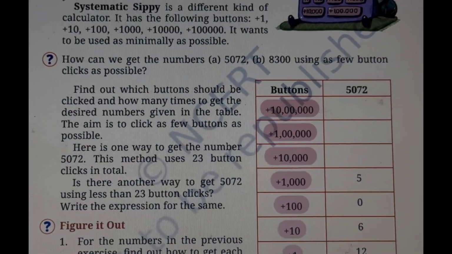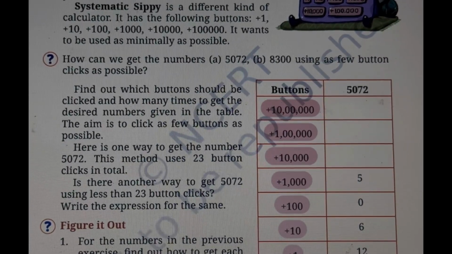Hello students, so in the last video we saw Creative Chitti's way of expressing numbers in different ways. Now we have another calculator that is Systematic Sippy. It has similar type of buttons like +1, +10, +100, +1000, +10,000, +lakh, like that. But it wants to be used as minimally as possible. Okay, minimum number of button clicks should be possible. Right. So how can we get such numbers?